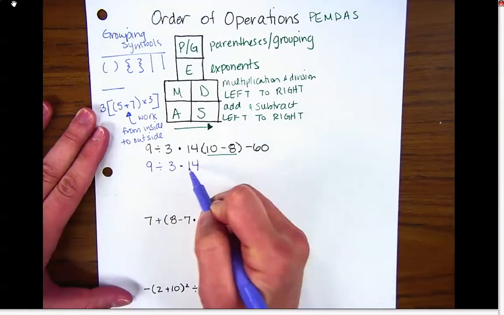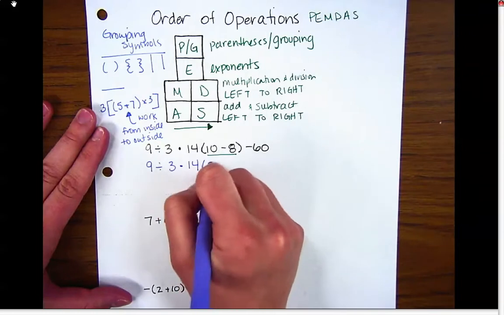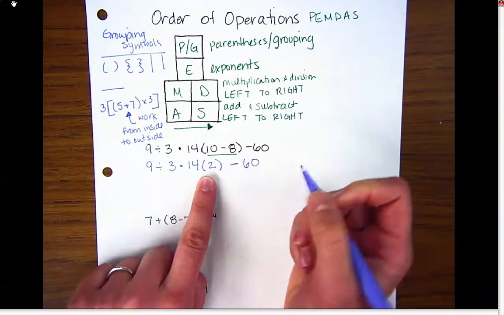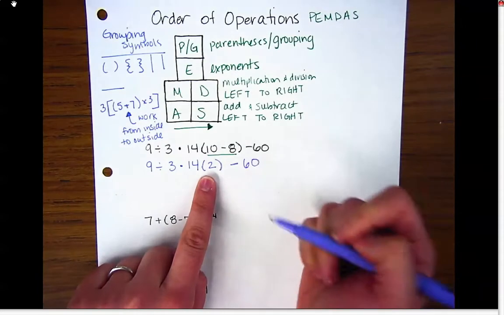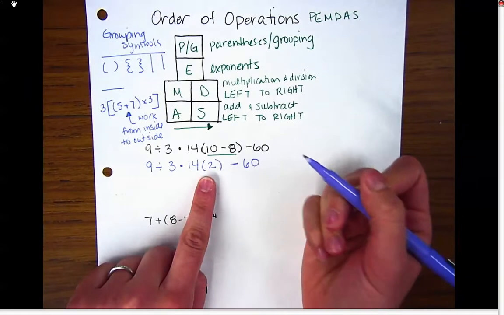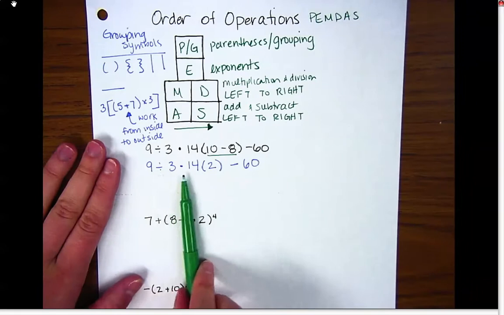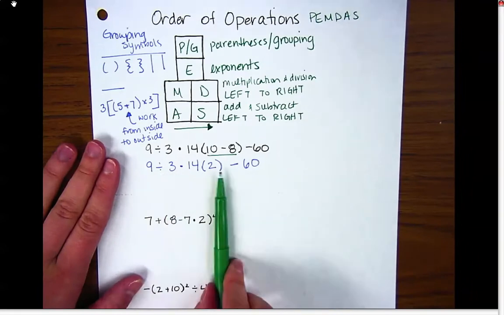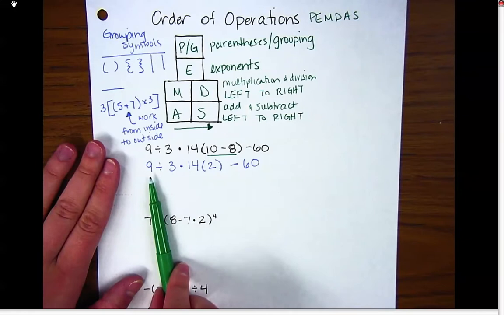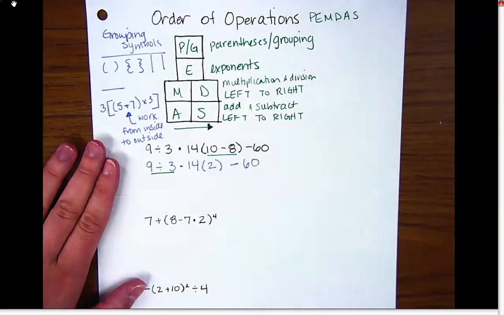If you have a number outside of parentheses, that means it's going to be multiplied by the number inside the parentheses. Okay? I rewrote my 2 inside the parentheses. I could also have put a multiplication dot in there as well. Up to you. So now, notice, I have division and multiplication in here. I'm not starting with 14 times 2. I'm starting with 9 divided by 3 because that is coming first, left to right.